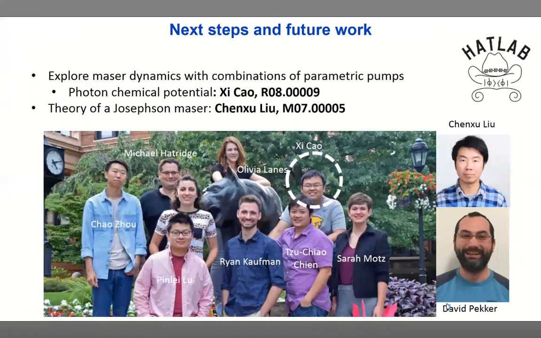Moving forward, we are going to achieve masing one way or another. We're going to continue exploring how far we can push this system by applying different sets of parametric pumps. I encourage you to listen to a talk by my colleague Shikao, who's going to be talking about how we can apply similar parametric pumps in order to create an effective photonic chemical potential. I'd also like to thank our theory collaborators, and Changshu Liu is going to talk about how we can make a system like this operate below the Schawlow-Townes limit for the maser line width.